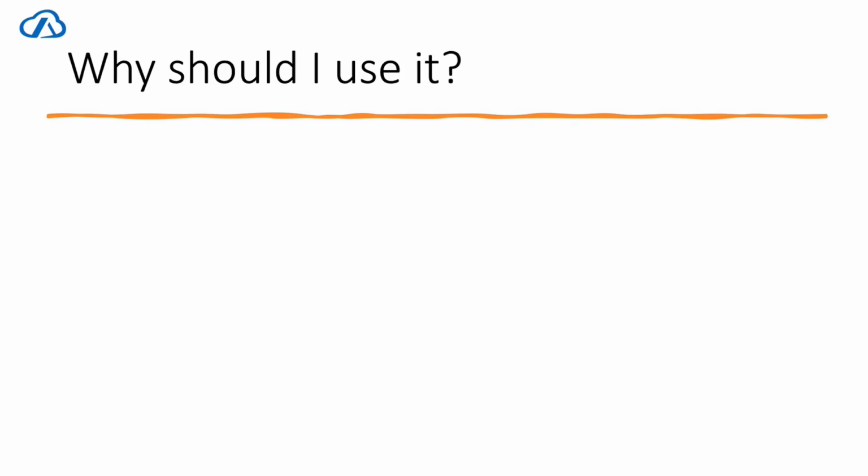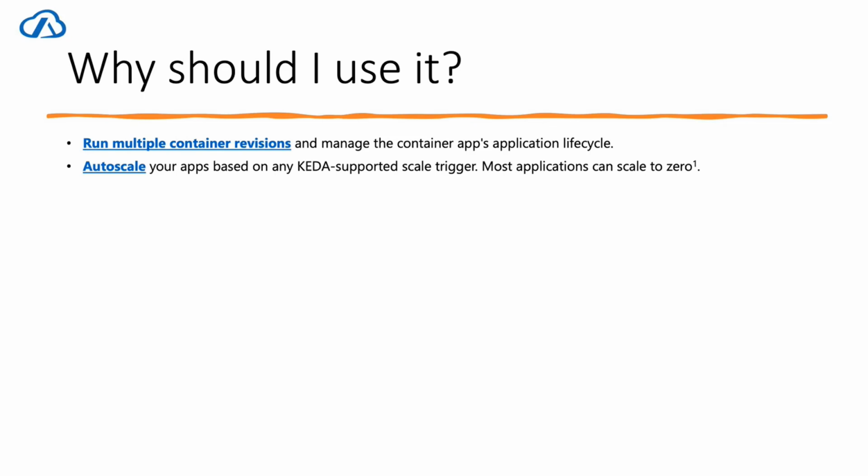Right? And yeah, so just as a quick recap, why should I use it? We can run multiple container revisions and manage the container application lifecycle, which we just saw: how an application gets deployed, how revisions are created, and how they get activated and inactivated. Basically, it gives an ability to run multiple versions of your containers. And then you can also auto scale your apps based on KEDA supported scale triggers.